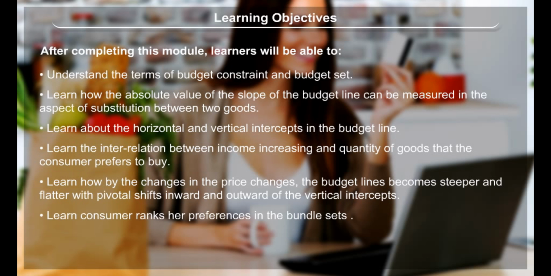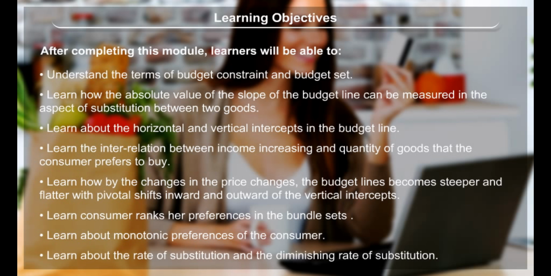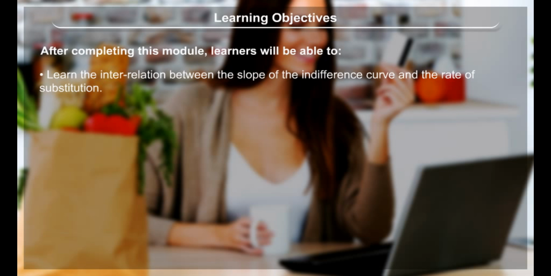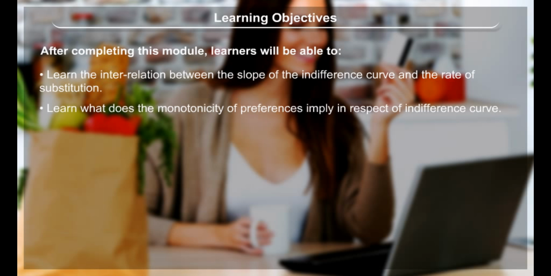Learn how the consumer ranks her preferences in the bundle sets. Learn about monotonic preferences of the consumer. Learn about the rate of substitution and the diminishing rate of substitution. Learn the interrelation between the slope of the indifference curve and the rate of substitution. Learn what the monotonicity of preferences implies in respect of the indifference curve. Understand the concept of marginal rate of substitution.